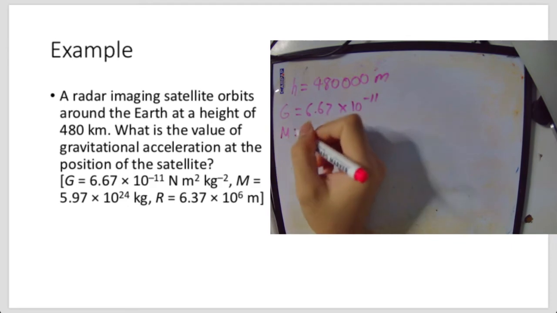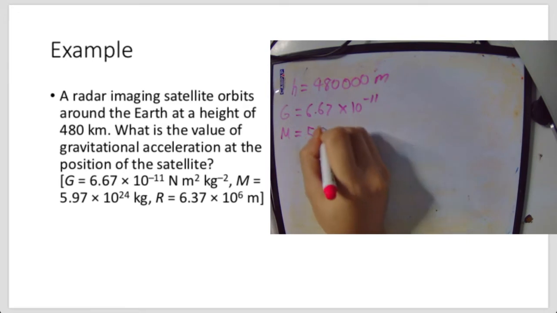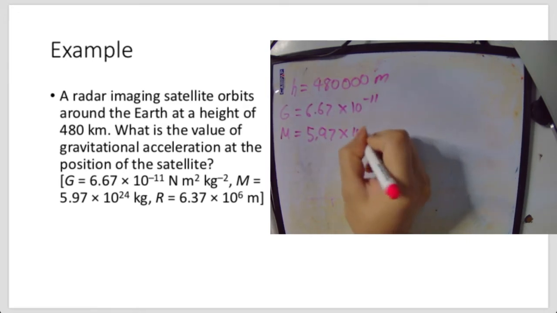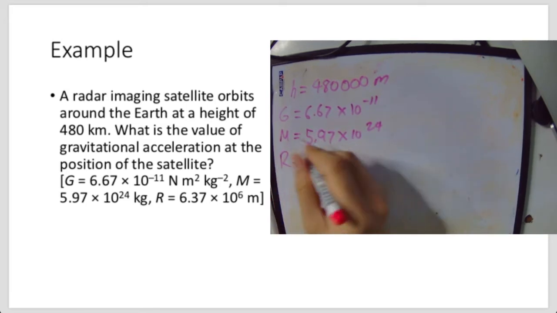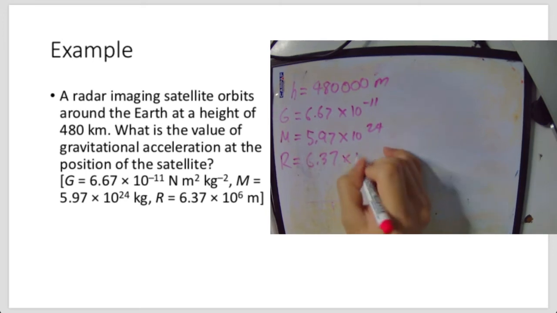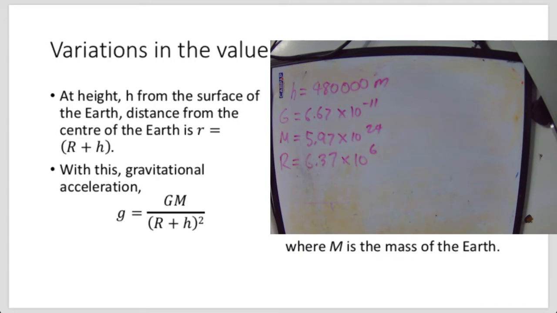M is the total mass, 5.97 times 10 to the power of 24. R is the radius of the Earth, which is 6.37 times 10 to the power of 6. Once again, the formula we're using this time is different. Remember, for a distance from the surface of the Earth, we're using this formula: g equals capital G times mass over (R plus h) squared.